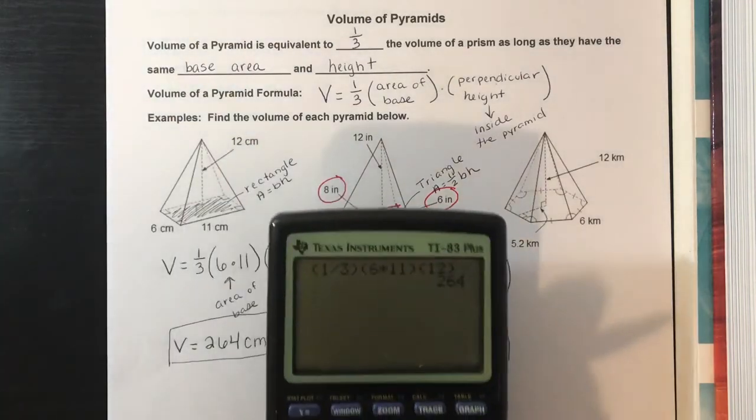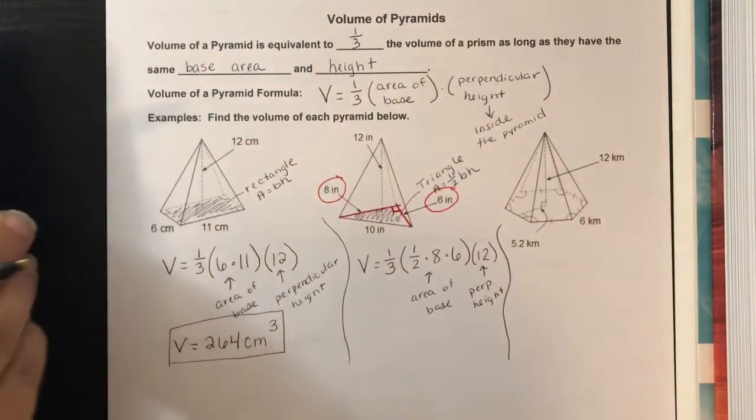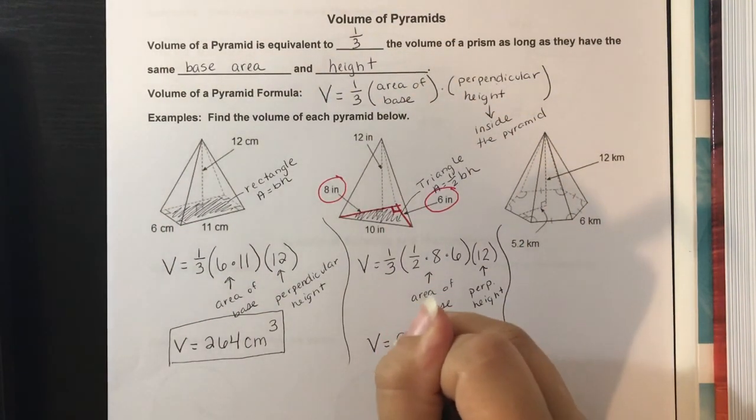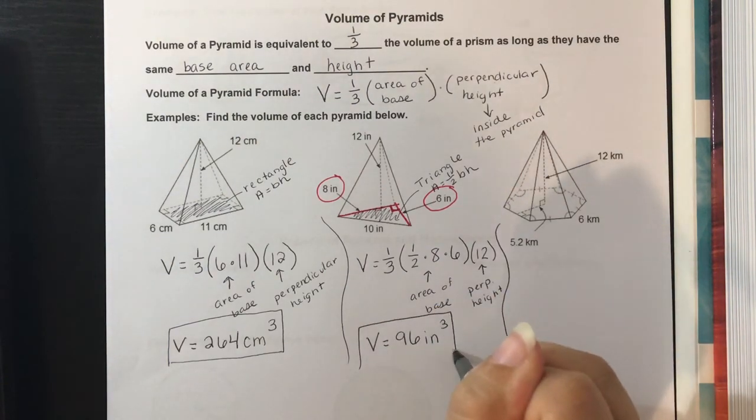So again, let me show you how to type that in the calculator. So I'm going to type in 1/3 in parentheses, multiplied by 1/2. I use 0.5 for 1/2, times 8 times 6, that was the area of the triangle, multiplied by the perpendicular height, which was 12. I hit enter, and I end up with 96. So the volume of this pyramid is 96, and since it's volume, we're going to label it with units cubed. So inches cubed would be that final answer.